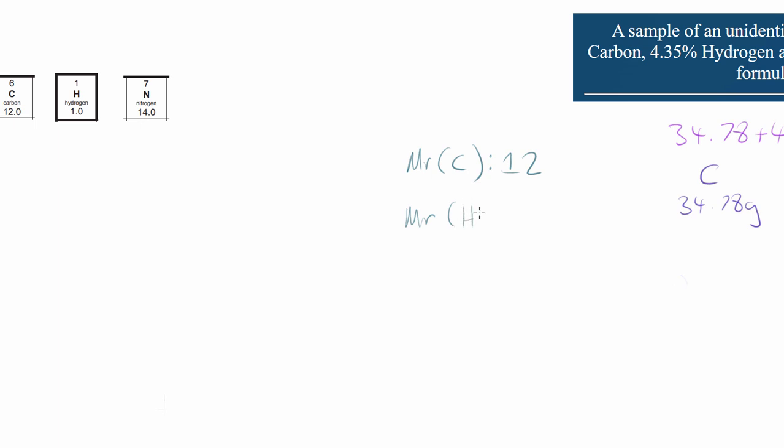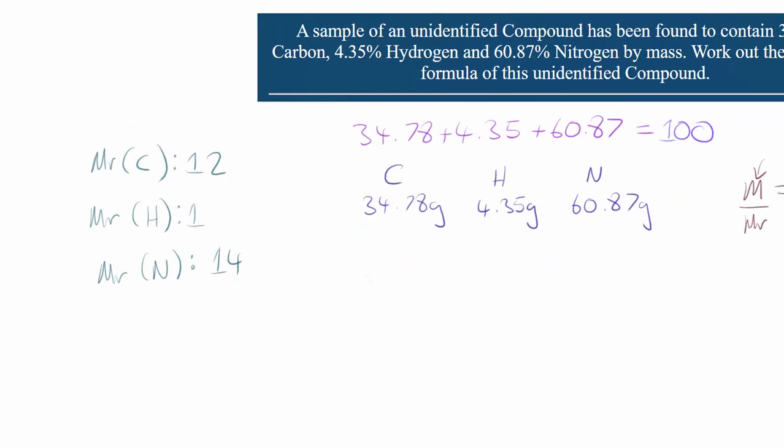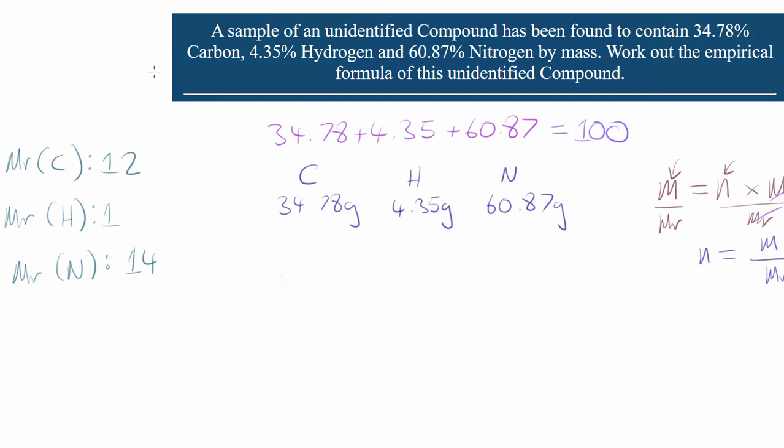MR of hydrogen is 1. MR nitrogen, 14. Okay, and these are all as we mentioned, these are all in grams per mole, right? So all of these molar masses are in grams per mole.